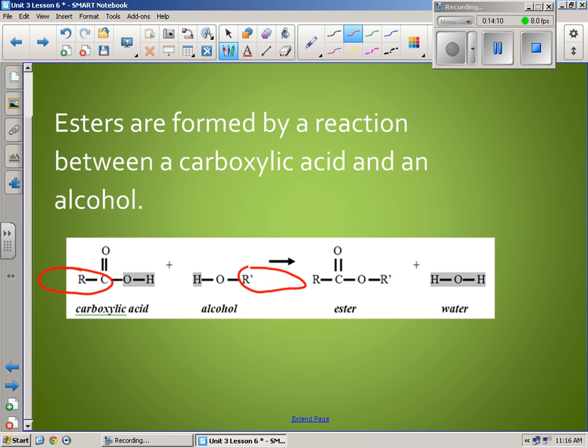How it works is this, and this can get pretty confusing when we get to the reaction part. We're going to keep it really simple today. In an esterification reaction, you take a carboxylic acid and an alcohol, and you basically mix them together. What happens is the H from the alcohol comes off, and the OH from the carboxylic acid comes off.